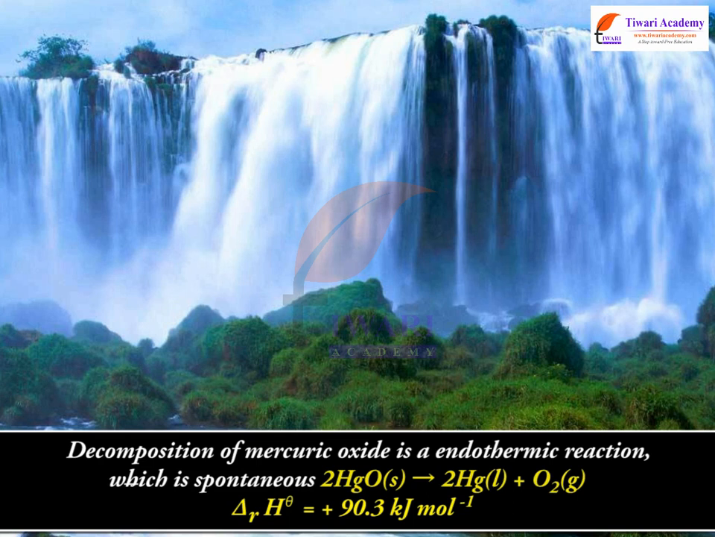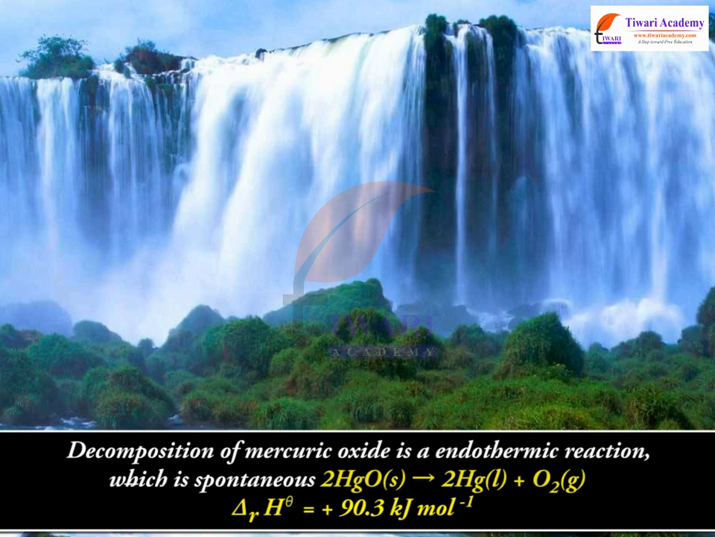Gibbs energy and spontaneity. We have observed that for a system, the total entropy change ΔS total decides the spontaneity of the process. We find that for most chemical reactions, there are both enthalpy change and entropy change. It is clear that neither decrease in enthalpy nor increase in entropy alone can determine the direction of spontaneous change for the systems. We therefore now introduce another thermodynamic function, the Gibbs energy or Gibbs function G, as G is equal to H minus TS.